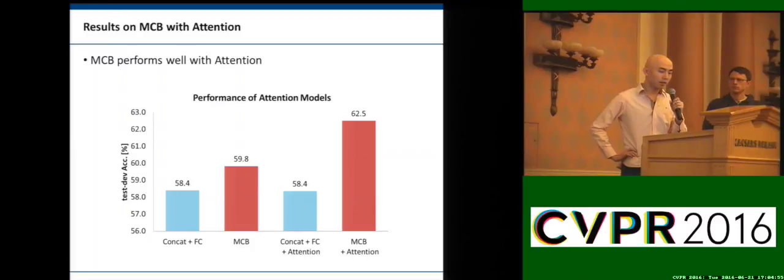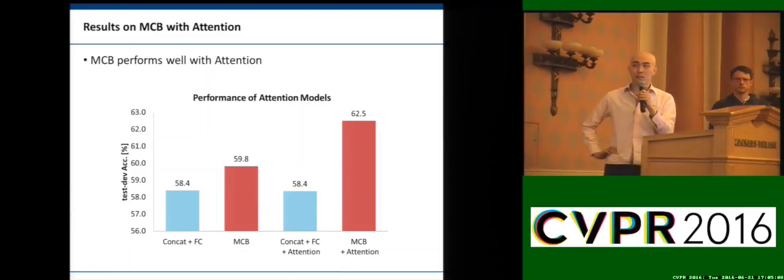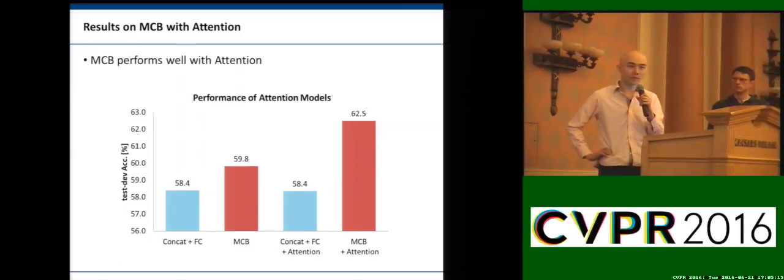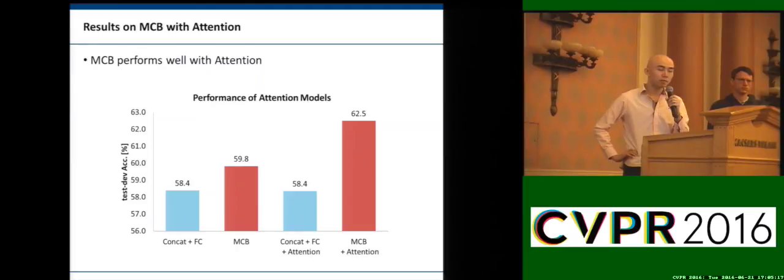Here we observed the advantage of MCB over concatenation. These results show that the advantage gets even better, especially with attention. Using only MCB already gives us a 1.4% boost, while adding attention gives us a 4.1% boost, which is the largest improvement we got throughout our work.